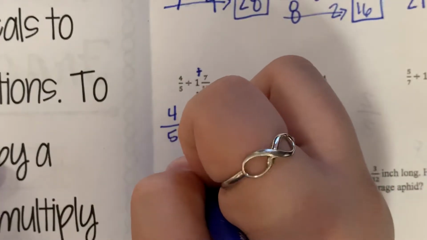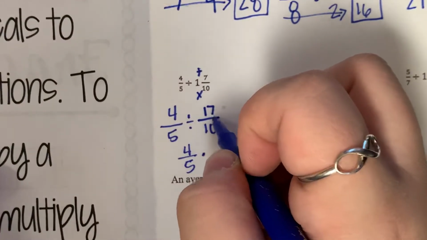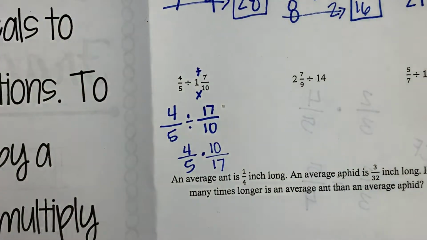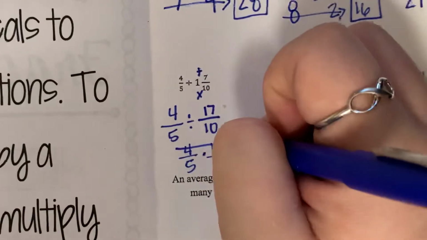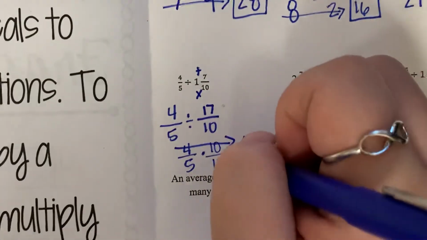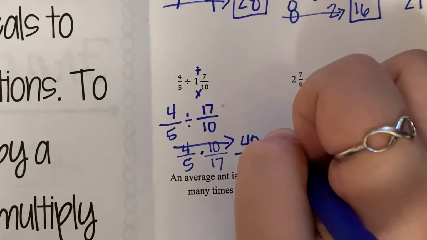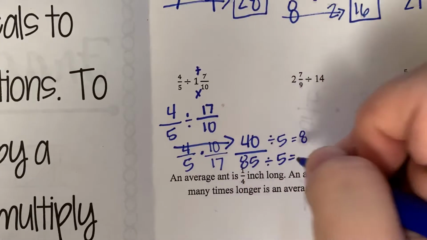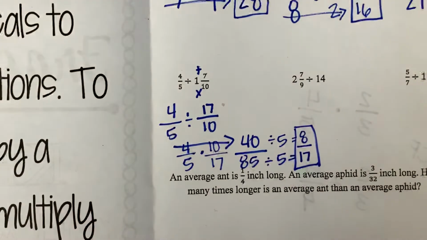Now we can keep 4/5, change divide to multiply, and flip 17/10 and make it 10/17. Now we can multiply straight across again. 4 times 10 is 40. 5 times 17 is going to give us 85. This one is going to simplify. They're both divisible by 5. 40 divided by 5 is 8. 85 divided by 5 is going to give us 17. So our answer here is 8/17.